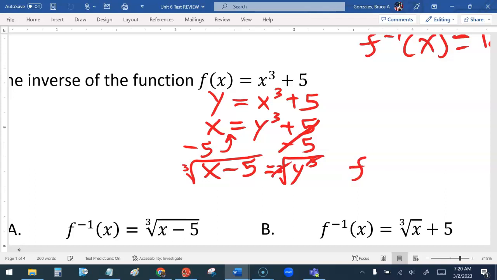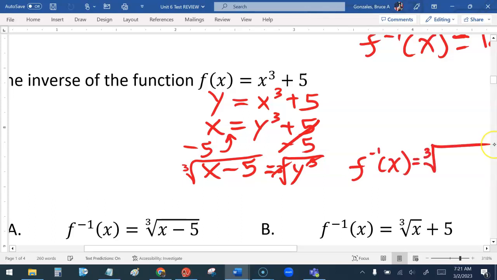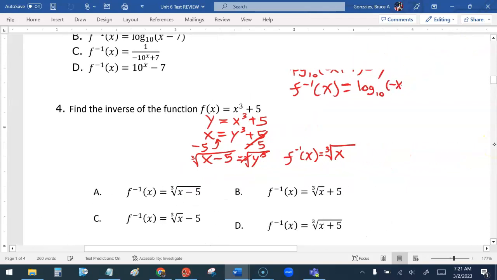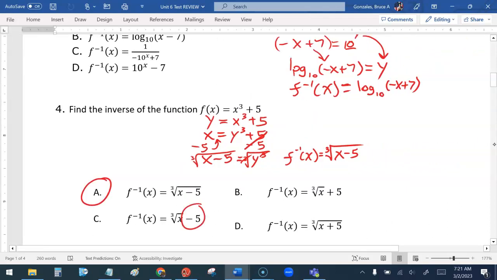So you can write it as an inverse function. Cube root x minus 5. So the answer is A, not C. Okay, you had to cube root this whole side, so it includes the minus 5 underneath, not after. Okay.